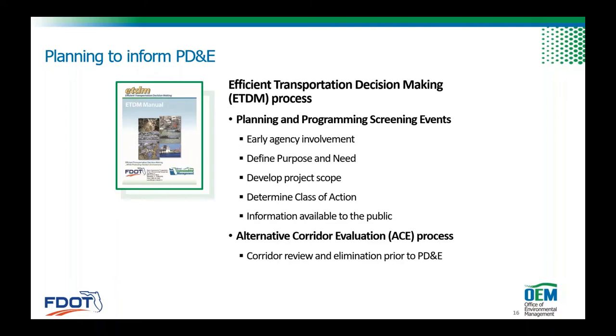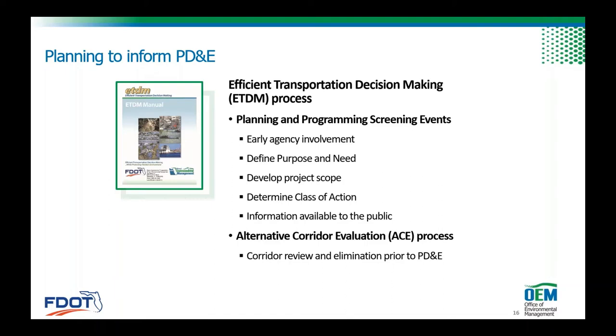We also have a process here at the end. It says alternative corridor evaluation process, which helps us look at much larger areas, develop a more rigid methodology memorandum, apply that methodology memorandum, and it's a way to eliminate alternatives before going into PD&E for something other than the alternative did not meet purpose and need. For the federal projects, that's a big deal.